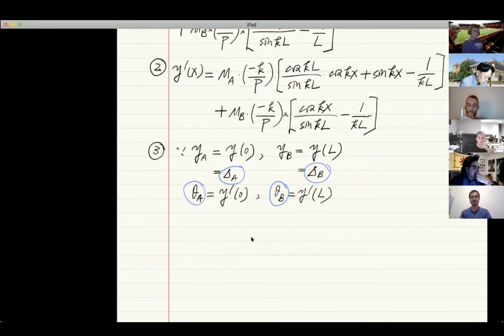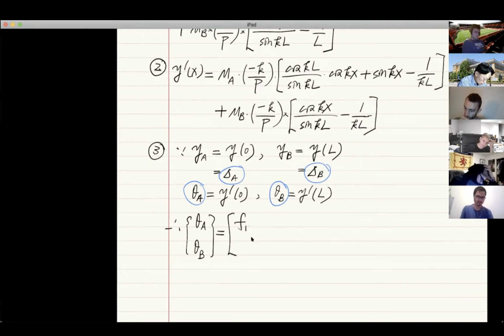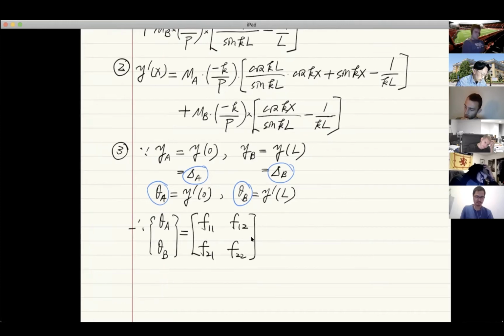Now, with this, we're going to write this expression, which is we're going to say that theta A and theta B can be written as this. It's going to be called by this coefficient in this matrix, which is F11, F12, F21, F22, times MA and MB. This is terrible writing.